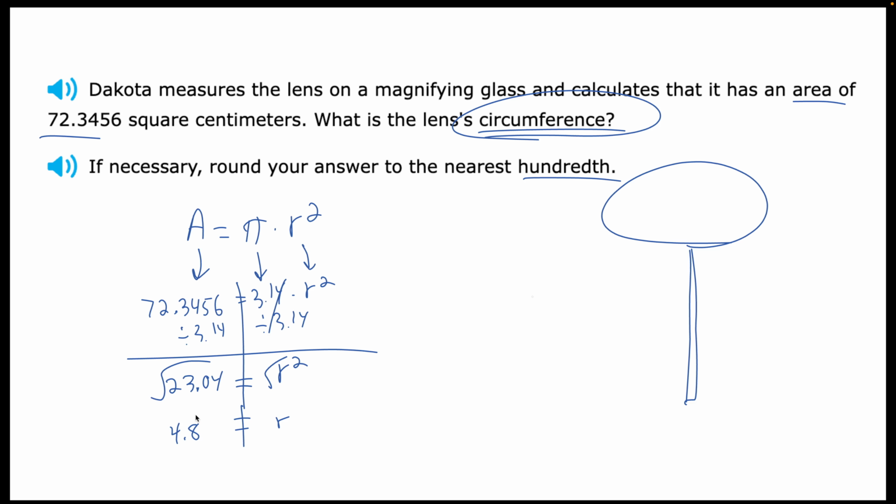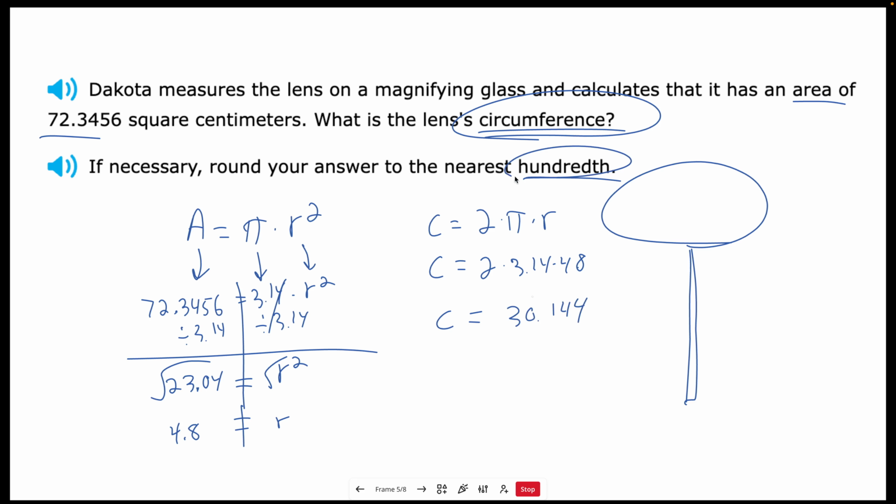The problem asked us for the circumference, so we should remember, hopefully, that circumference is equal to 2 times pi times r. And so 2 times 3.14 times 4.8. When you do all of that, you get 30.144. Remember, it said round to the nearest hundredth. So it's 30.14, and this was centimeters.